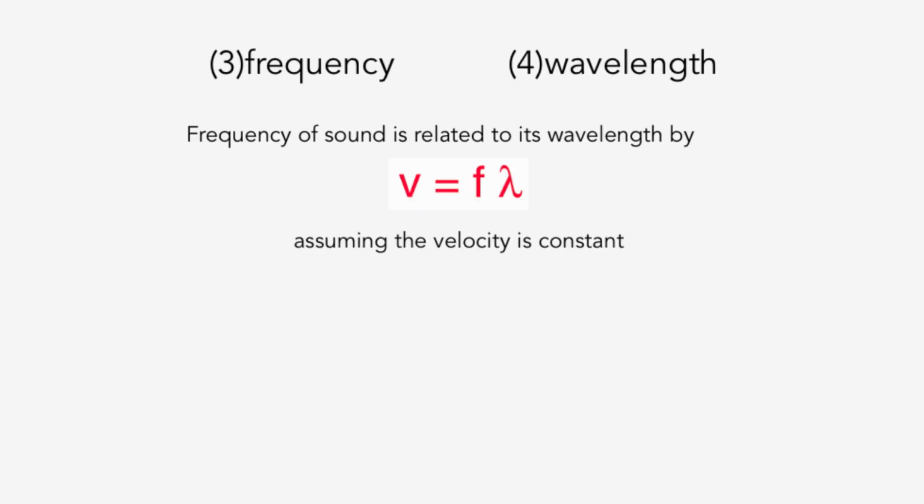The frequency of sound is related to its wavelength by this equation, v = fλ, where v is the velocity of sound, f is the frequency, and lambda is the wavelength of the sound. Assuming v is constant, which is 344 meters per second if it travels through air, frequency and wavelength are inversely proportional.